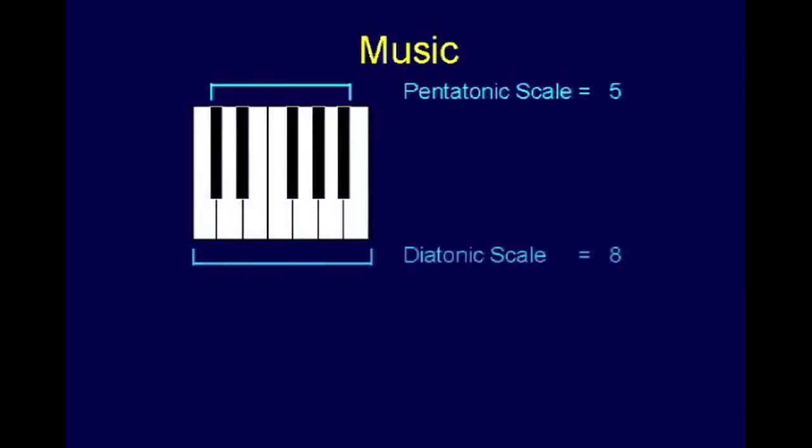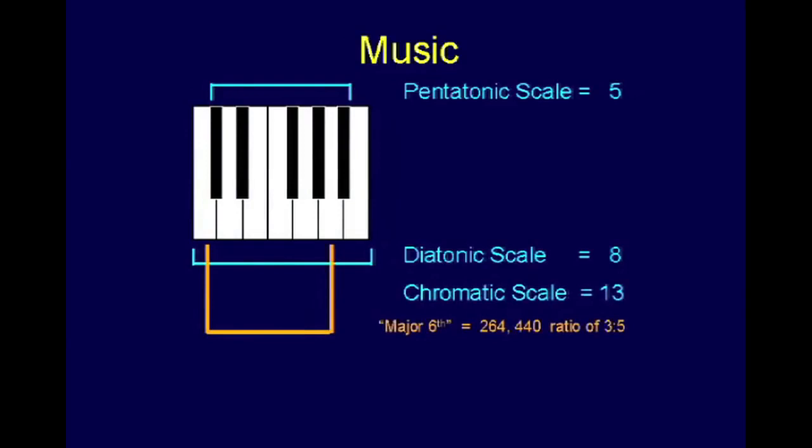And let's talk about music. How many people play music in here? Okay, you've got 5 keys that are the pentatonic scale, right? You've got 8 that are called the diatonic scale. Those are Fibonacci numbers. You put them both together, you've got a chromatic scale, 8 and 5 together.